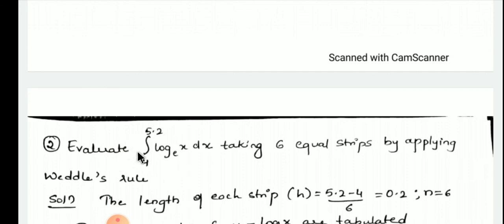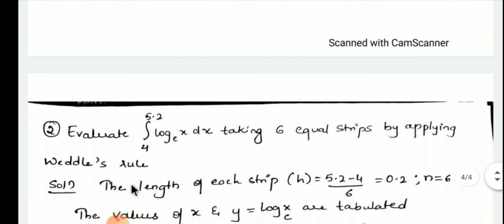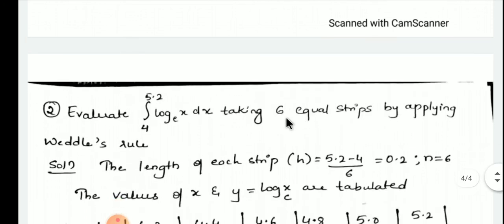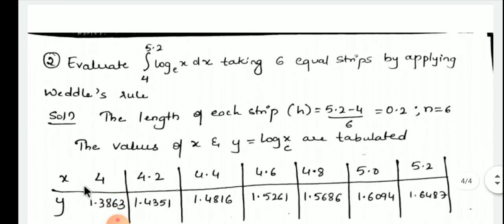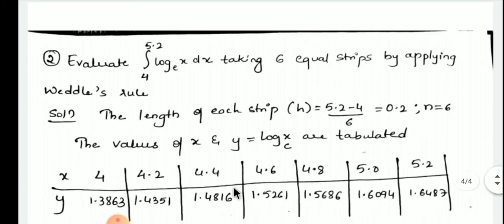Evaluate the integral from 4 to 5.2 of log to the base e x dx, taking 6 equal strips, by applying Weddle's rule. Here the equal strips n is equal to 6, and h is equal to b minus a divided by n. Therefore h is equal to 0.2 and n is equal to 6. I have to start from 4. Therefore the difference is 0.2: 4, 4.2, 4.4, 4.6, 4.8, 5, 5.2. Here the strips are 6.